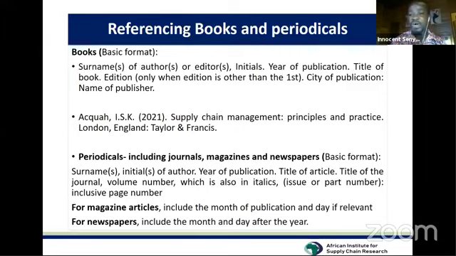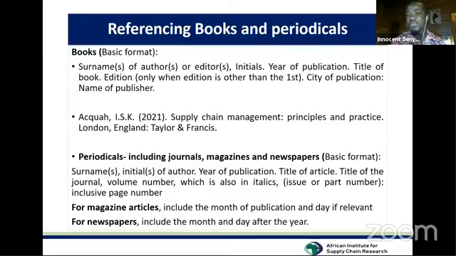Then you provide the year of publication. In this case, the year of publication is 2021, which should be in parentheses, and then a full stop comes at the end of that. The title of the book, which in this case will be Supply Chain Management Principles and Practice. Then if it's a book with several editions, then you have to provide the edition of that book. This particular book we have in here is just one. There's no other edition. So we will not have that in here.